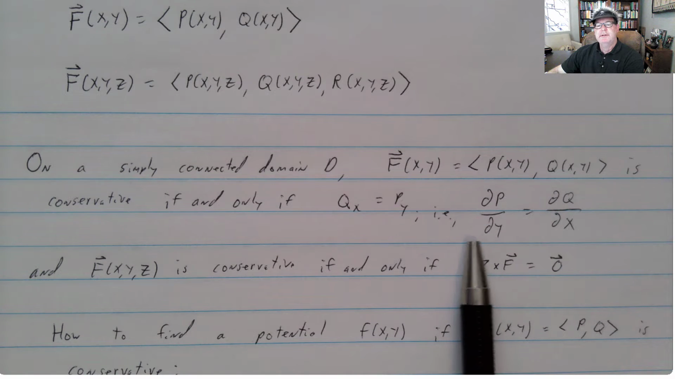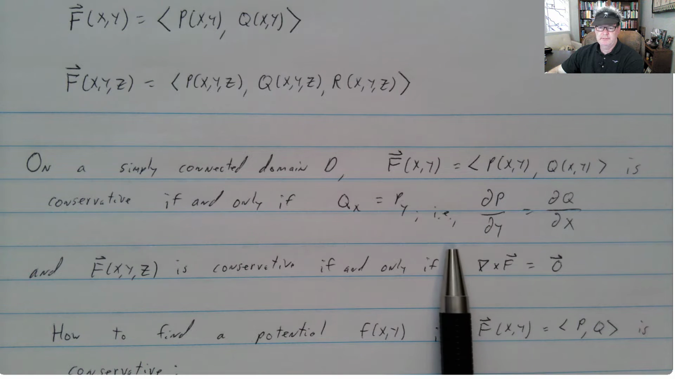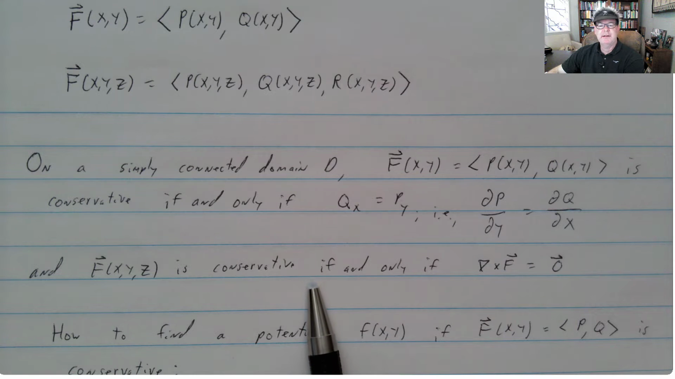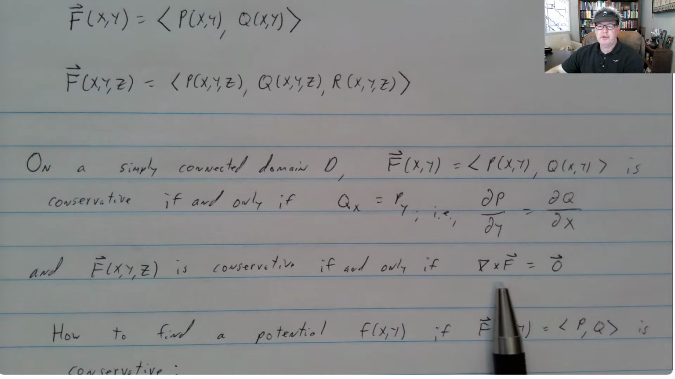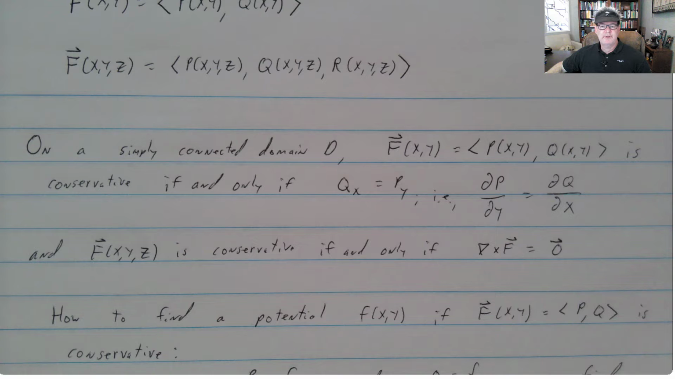If P sub Y equals Q sub X, the vector field we know is conservative, at least on a simply connected domain. And similarly, on a simply connected domain, if the curl of F is 0. Although sometimes we're just told the vector field is conservative, and then we are asked to find a potential. So how do we find a potential?